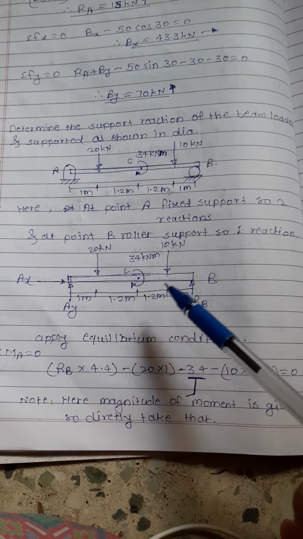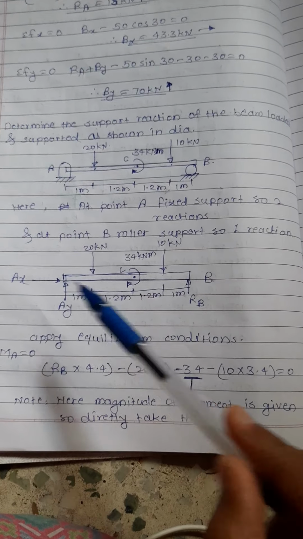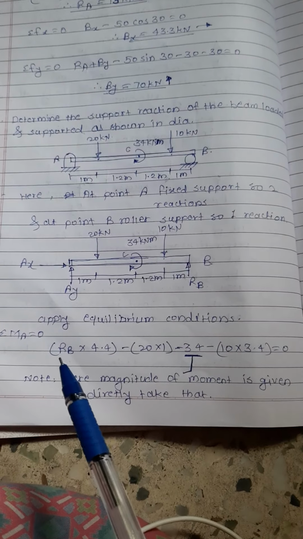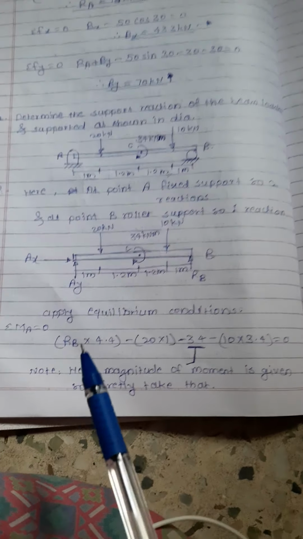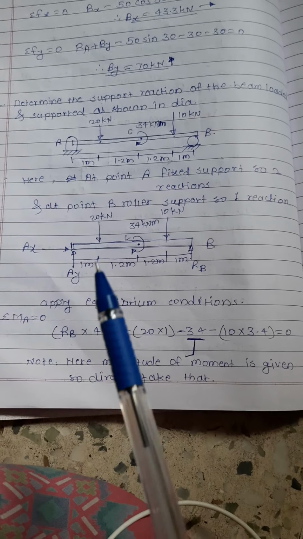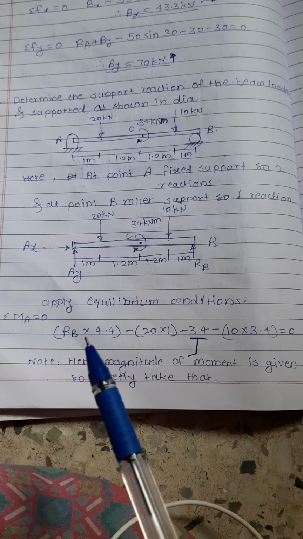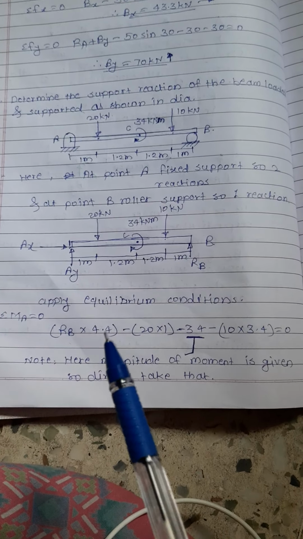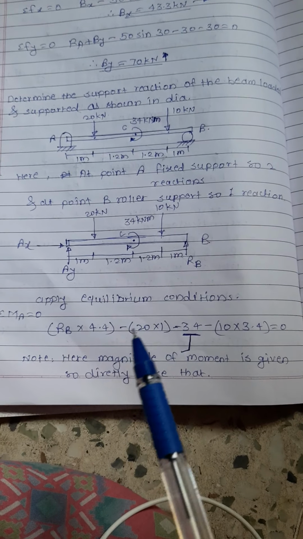Now draw the free body diagram. At point A, two reactions. At point B, one reaction. Apply the equilibrium conditions. Now from the first equilibrium condition, if you apply moment about point A, the equation will be RB, the reaction at B, into 4.4, and it is rotating in an anti-clockwise sense.